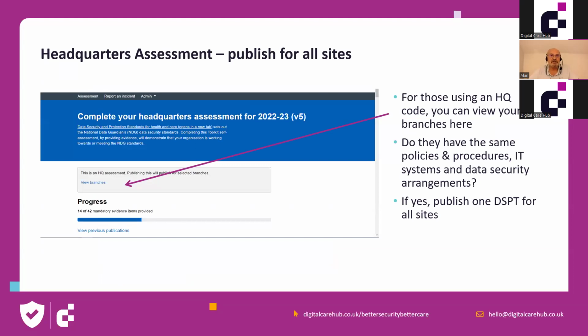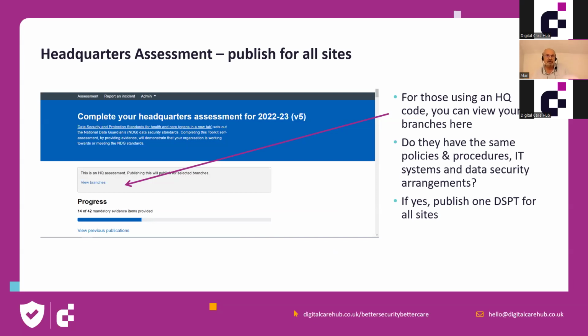So what happens if you're publishing as an HQ assessment? We talked earlier about being able to publish using the HQ ODS code. For those of you that have registered with your HQ code, you can view the branches where the arrow is indicating here. It says view branches. If you click on that, it will open up a drop-down box with all of the branches that are linked to this particular HQ, and you would just tick the ones that you want to be associated with this publication.